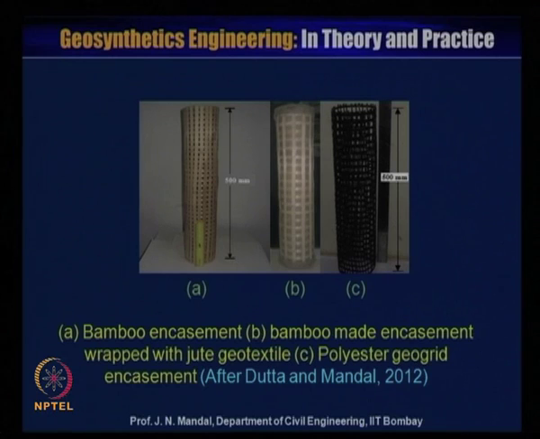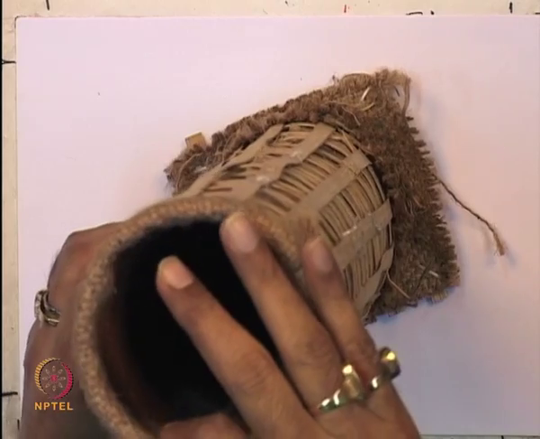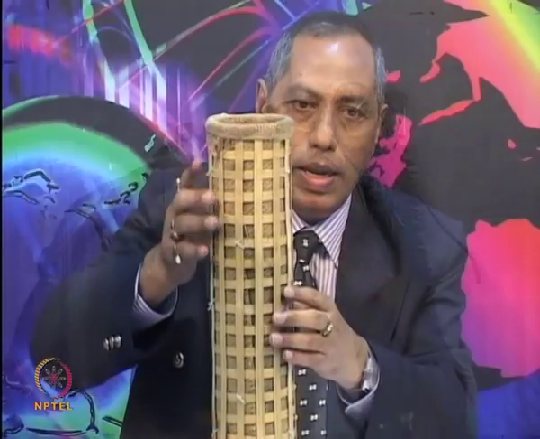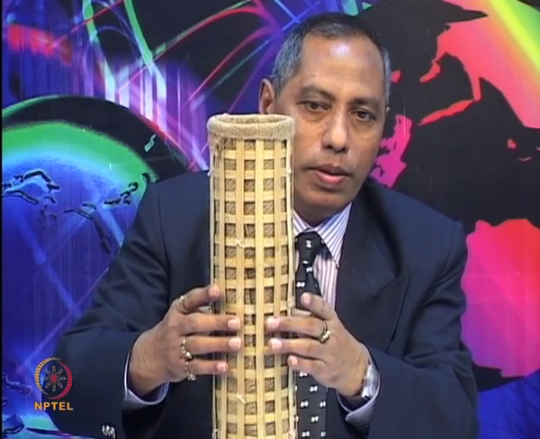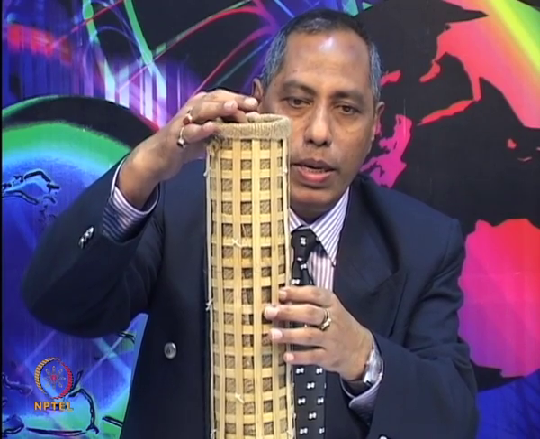And here you can see some of the bamboo encasement, which is made of encasement wrapped with jute geotextile material. Also we have made it with polyester geogrid encasement material. So this is one of the bamboo geogrids. This is the geotextile material, and this is the bamboo. So you can make a bamboo encasement that is wrapped with the jute geotextile material.